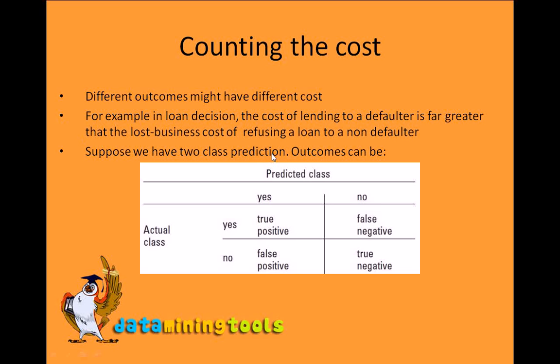Now suppose we have a two class prediction. The outcome can be of the following form. Here the rows represent the actual class and the columns represent the predicted class. If our actual class and predicted class are the same, then we have true positive and true negative respectively. Otherwise we have false negative and false positive.